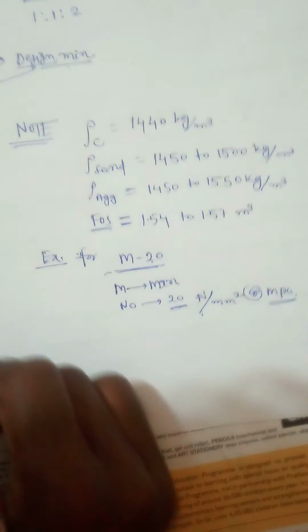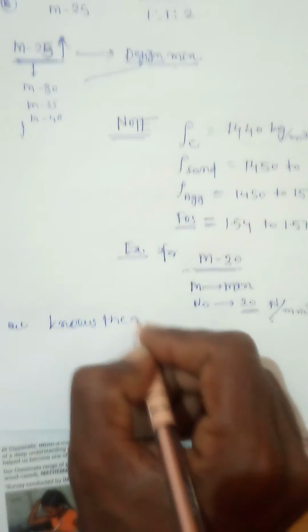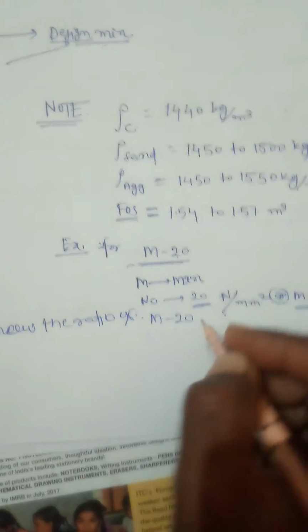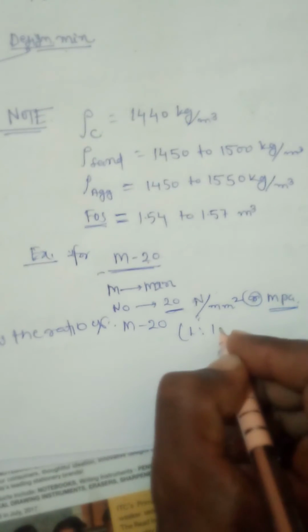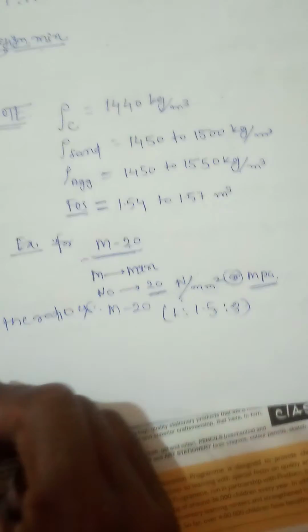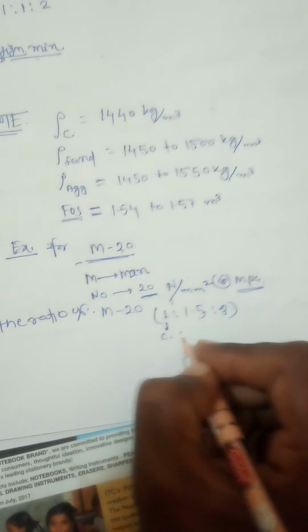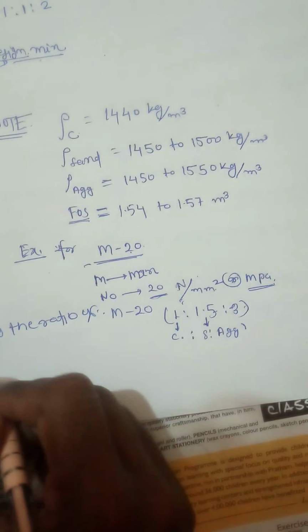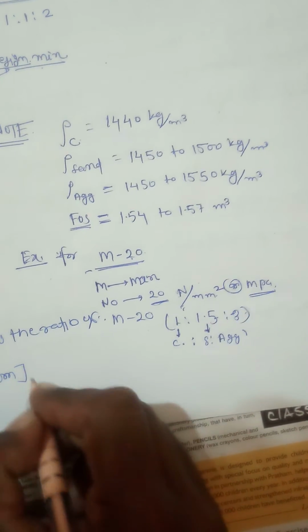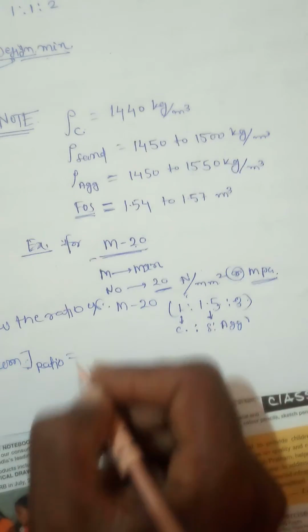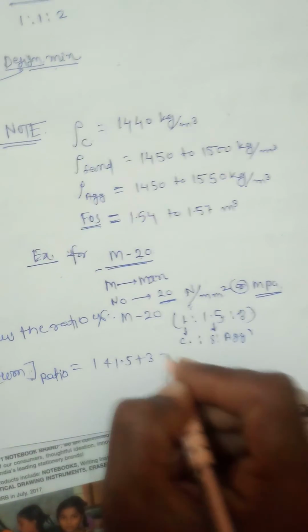And we know the ratio of M20 grade of the concrete is 1:1.5:3. This means cement ratio, sand ratio, aggregate ratio. The sum of this ratio, in this bracket, is 1 plus 1.5 plus 3, which is equal to 5.5.